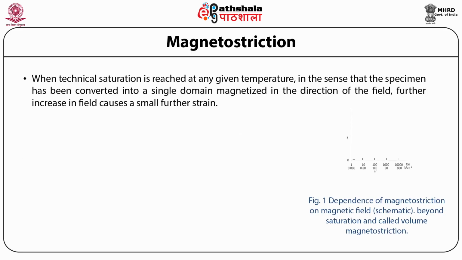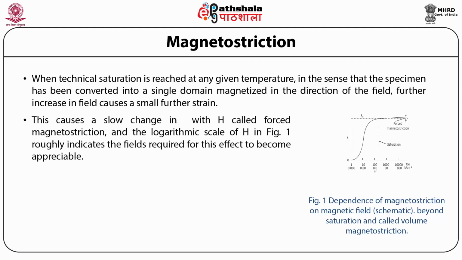It causes an equal expansion or contraction in all directions. Forced magnetostriction is a very small effect and has no bearing on the behavior of practical magnetic materials in ordinary fields. The measurement of longitudinal magnetostriction is straightforward but not trivial, especially over a range of temperatures.